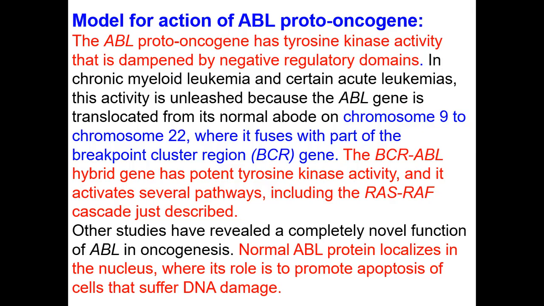Other studies have revealed a completely novel function of ABL in oncogenesis. A normal ABL is located in the nucleus where its role is to promote apoptosis of cells that suffer DNA damage. When there is DNA damage, it makes the cell enter the apoptotic pathway. This is in the normal state.